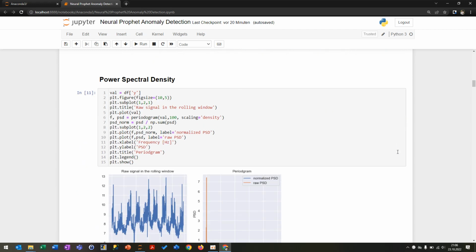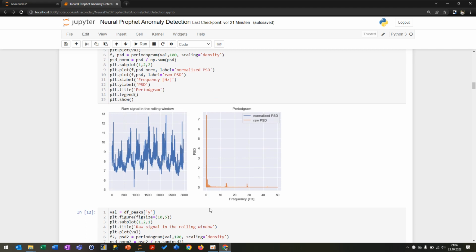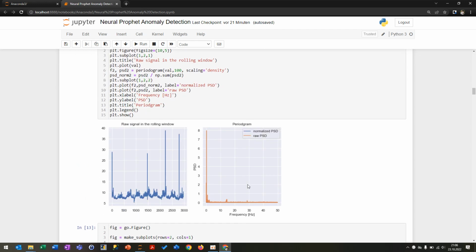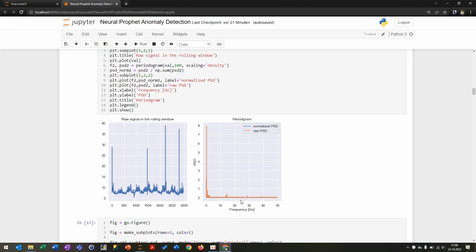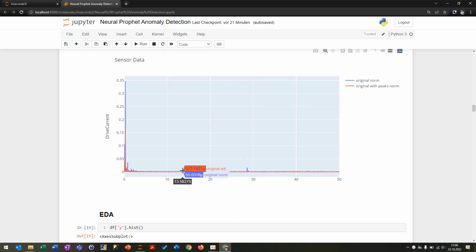Then you can also plot the signal with the power spectral density and the frequency spectrum, which means here you have the time series data and on the right the frequency spectrum. Then you can see peaks around 1 or 2 hertz, then 15 and 28 hertz. I did the same with the signal with the anomalies. Then you can see that the frequency spectrum looks a little bit different. When you compare them, the red one is the signal with the anomalies, and it's a little bit different from the original signal.